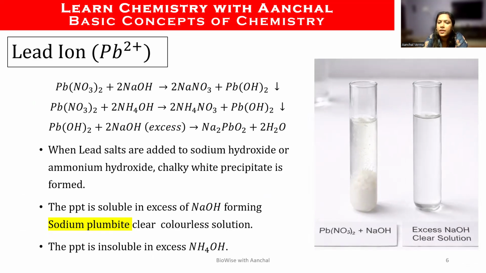I have used lead nitrate, which is a soluble salt of lead. When you add this to NaOH, you have the formation of lead hydroxide, which is a chalky white precipitate. When you add excess of NaOH, you have sodium plumbite being formed, which is again soluble in water, forming a clear solution. But when you add it to NH4OH, there is no complex formation. So the precipitate remains insoluble in excess of NH4OH. Understood? I hope you understand the difference between the zinc and the lead ion.